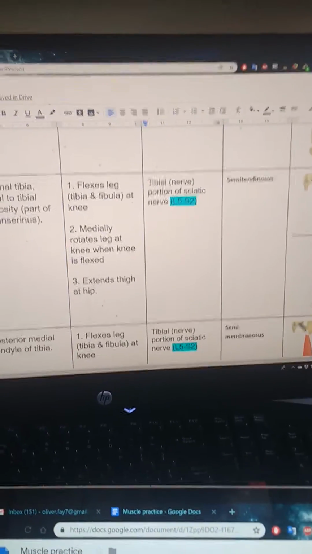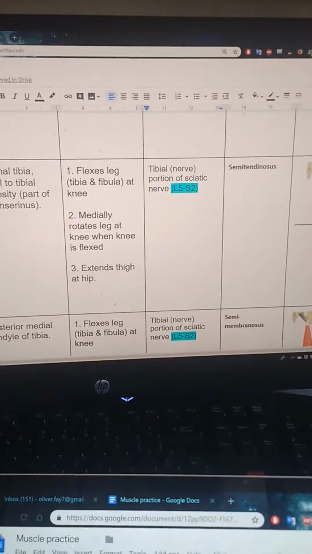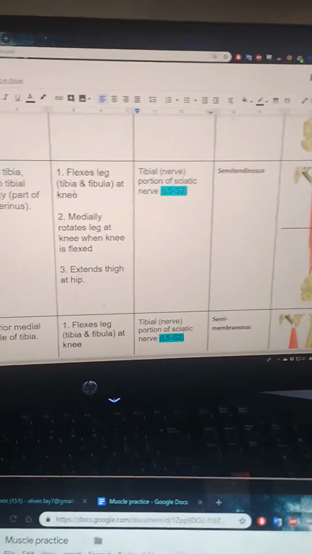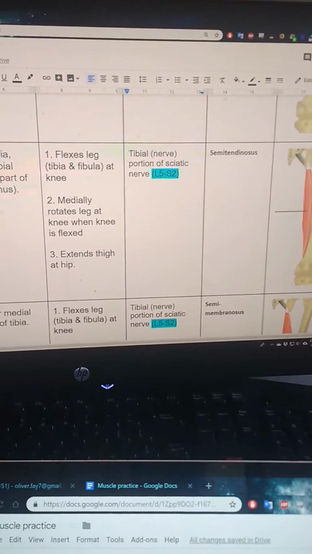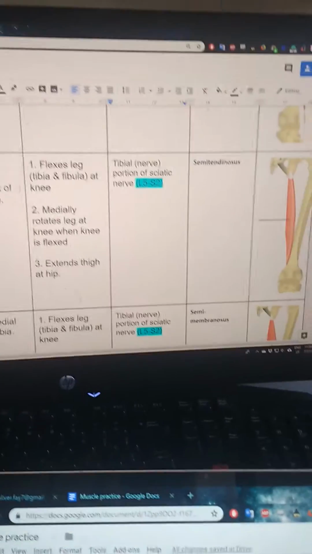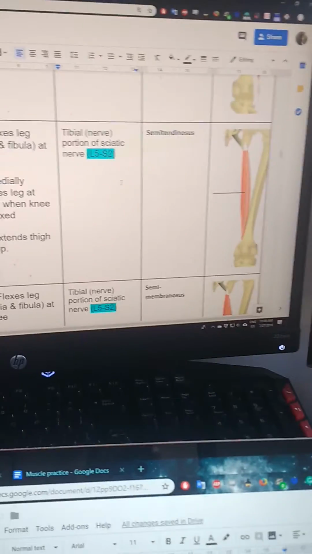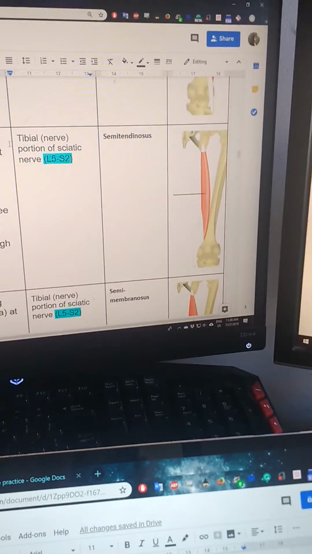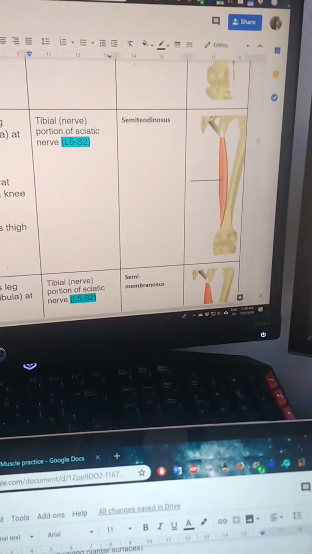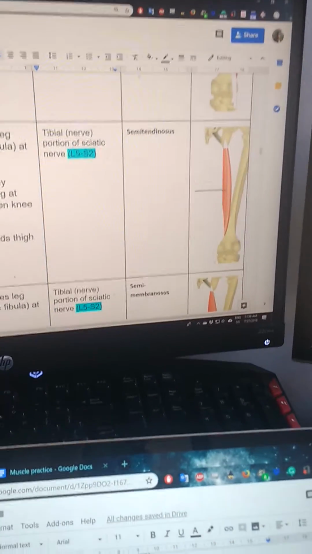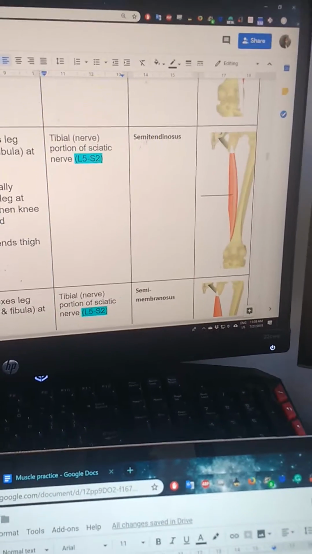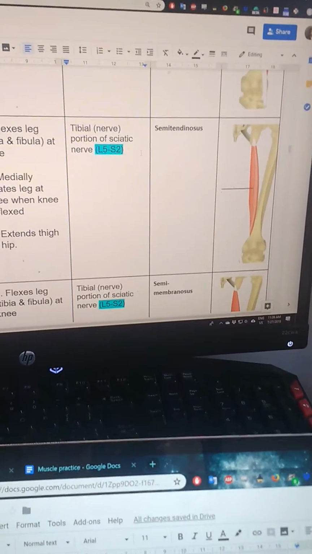I put the origin of the muscle, where it originates, where it attaches, and the actions of it. So it flexes the leg at the knee, and then medially rotates the leg at the knee. You need to put all the actions that it does, and also what nerve innervates it. For example, the tibial portion of the sciatic nerve, and then the vertebral level as well: L5 to S2, so lumbar 5 to sacral 2.